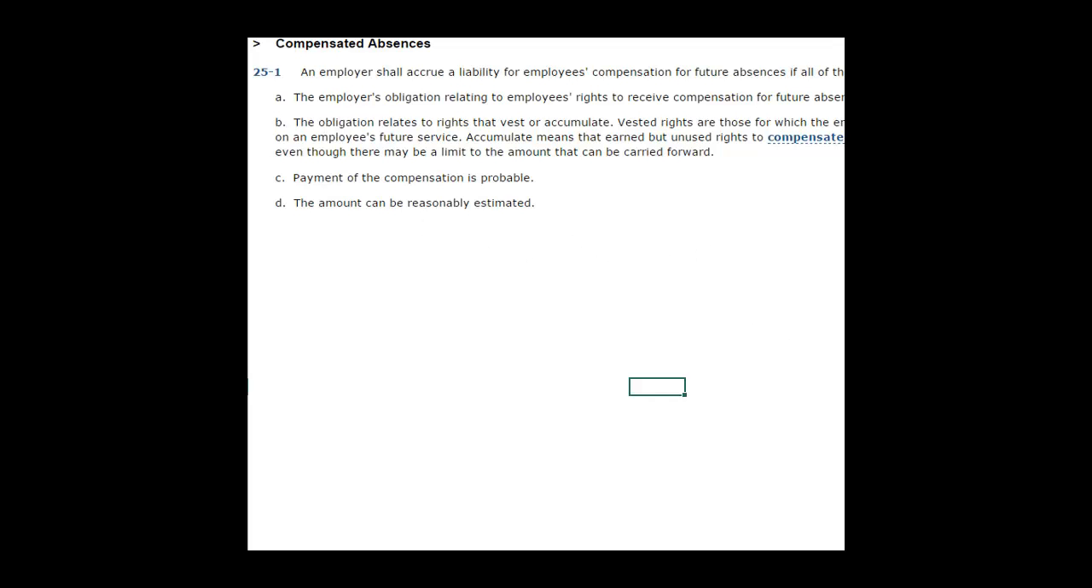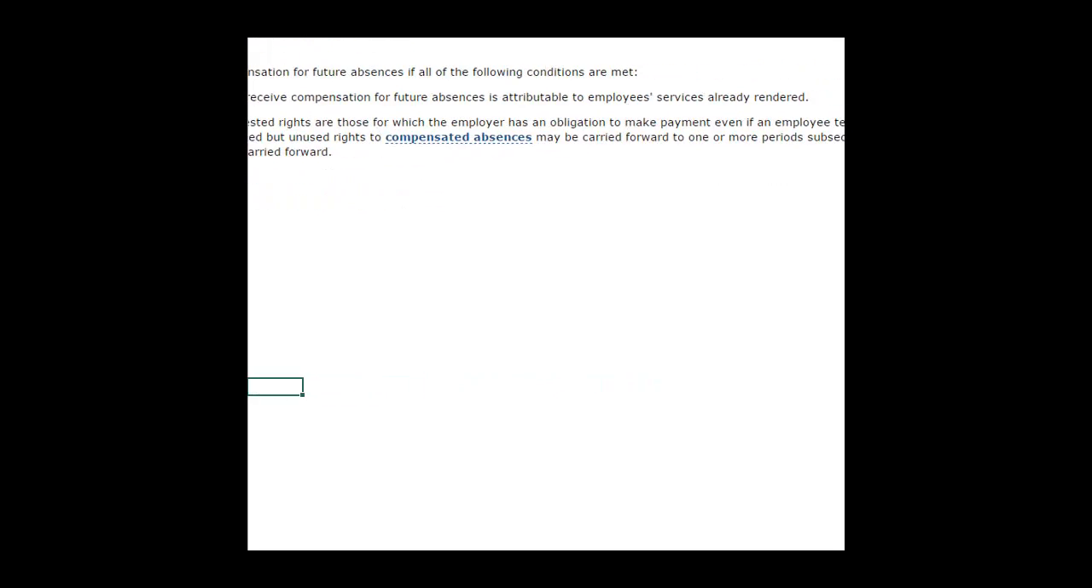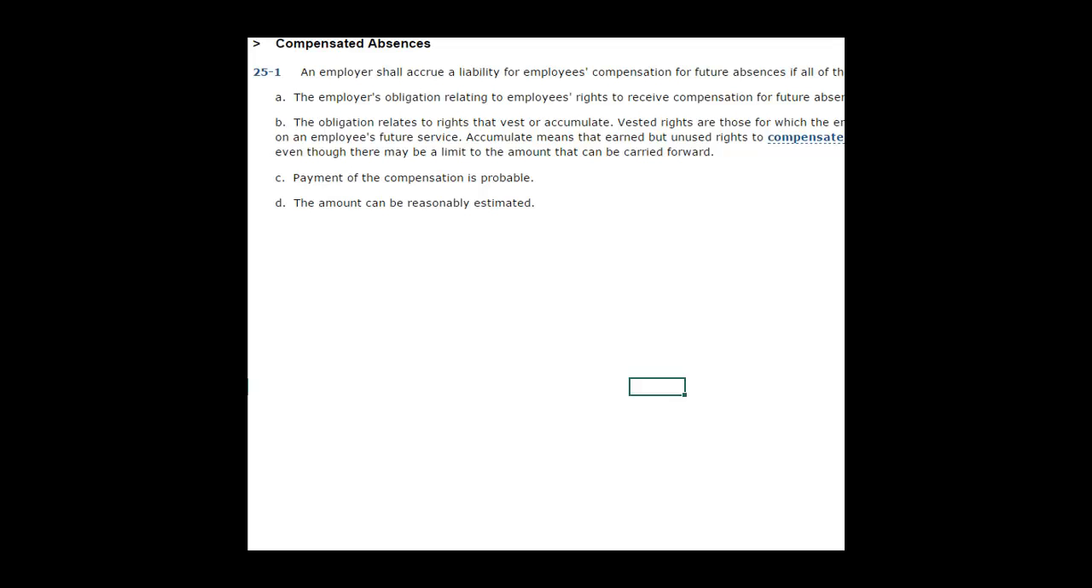And the first one says, look, has the employer's obligation, has the service already been performed? Okay, so we would look at this example and we'd say, yes, it's the end of the first quarter for this company. The employees have already performed the service and they've accrued some sick time and some vacation time. So we've answered yes to that first one. Again, this is to figure out whether we should record a liability and any corresponding expense.